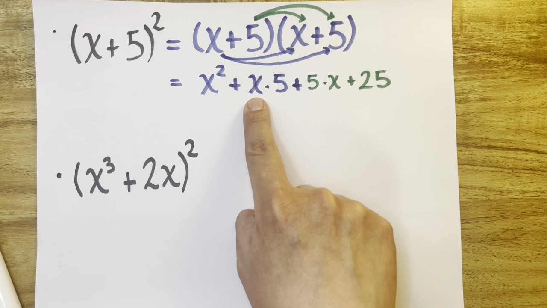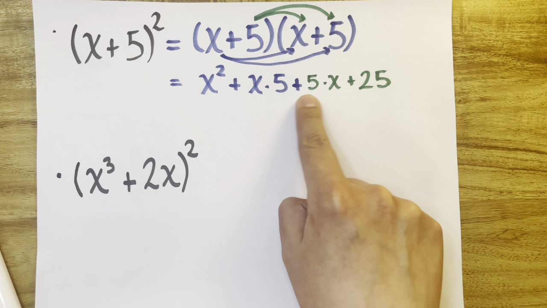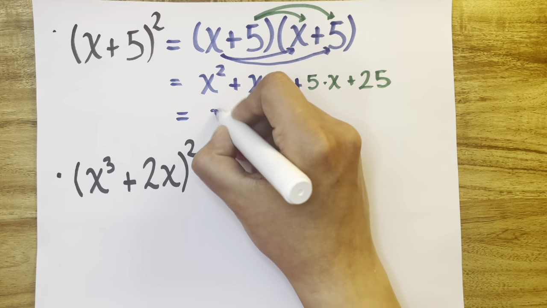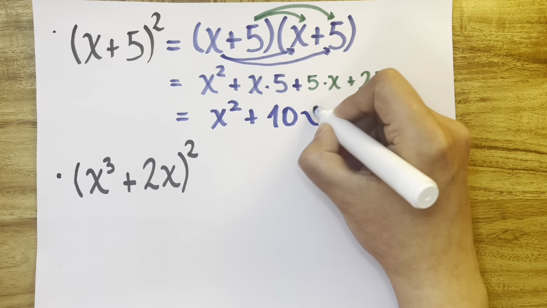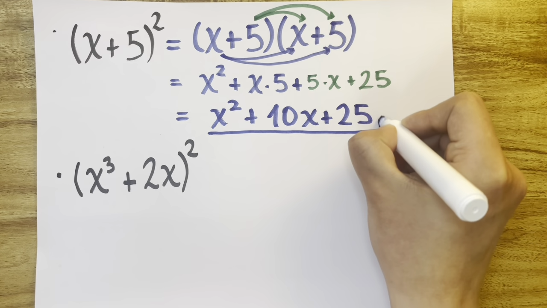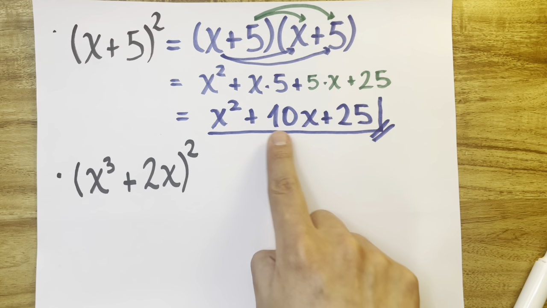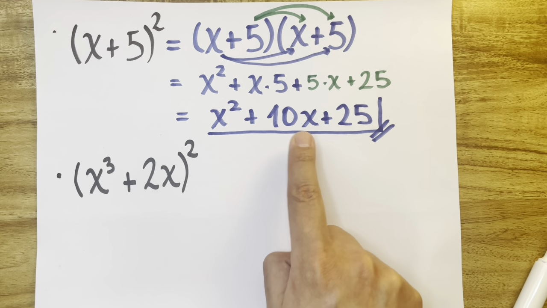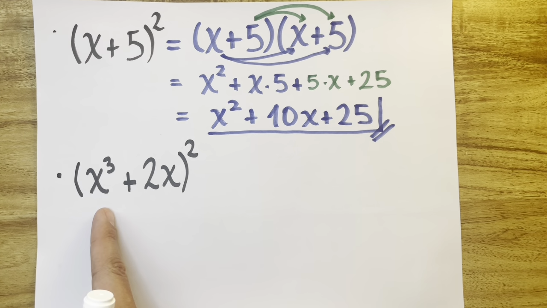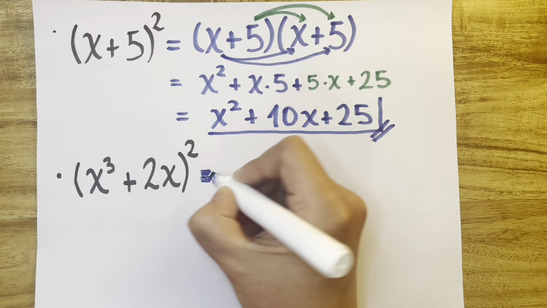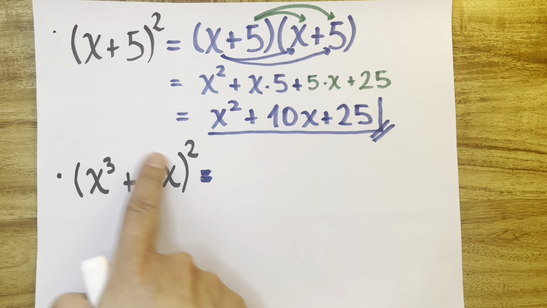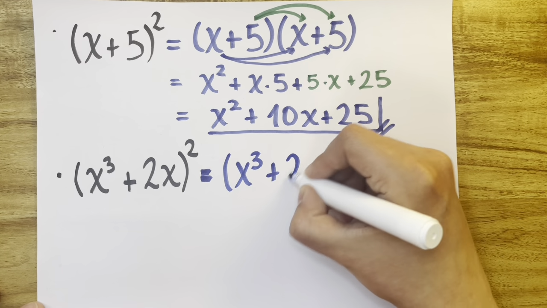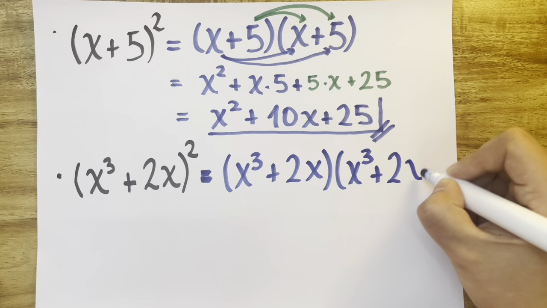Now note that we have a 5x here plus another 5x here. So here I have a 10x. So in total, I will have x squared plus 10x plus 25. So the usual incorrect answer misses this 10x. Never forget this 10x. Now, how do we expand this expression? Well, here again we have a square. I have this term squared, which remember means that term, x cubed plus 2x, multiplied by itself.